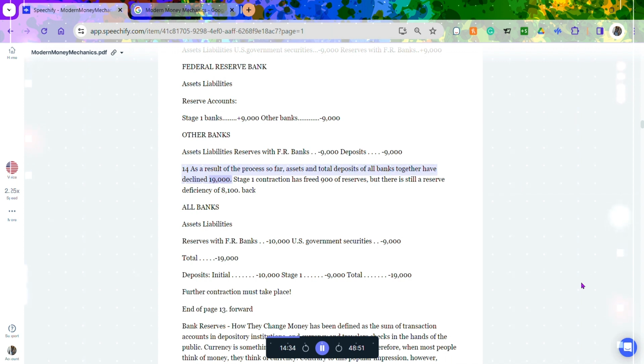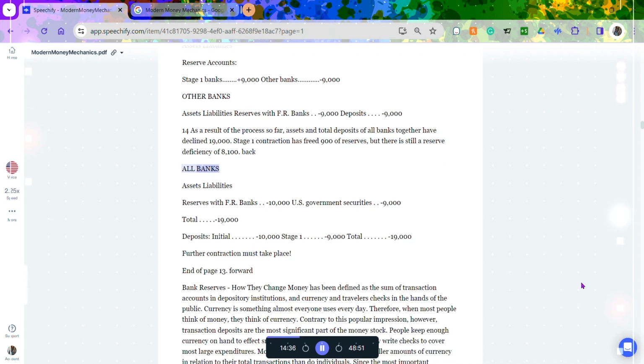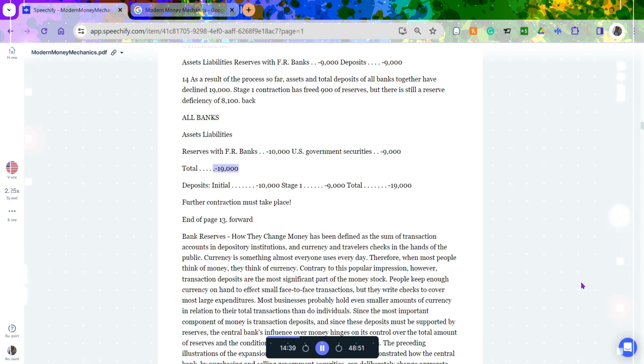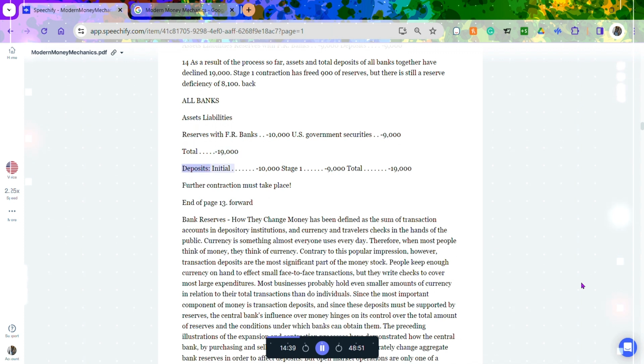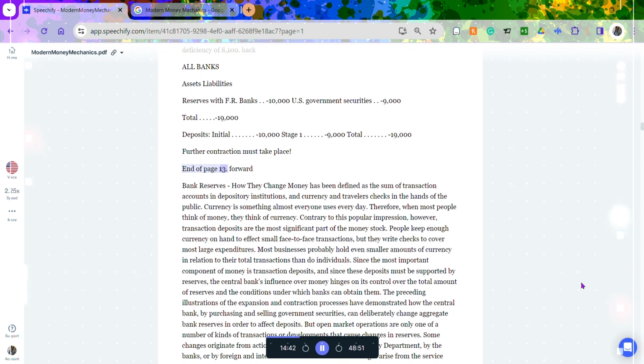14. As a result of the process so far, assets and total deposits of all banks together have declined 19,000. Stage 1 contraction has freed 900 of reserves, but there is still a reserve deficiency of 8,100. All banks: assets, reserves with FR banks, -10,000; U.S. government securities, -9,000; total -19,000. Liabilities, deposits: initial -10,000, stage 1 -9,000, total -19,000. Further contraction must take place. End of page 13.